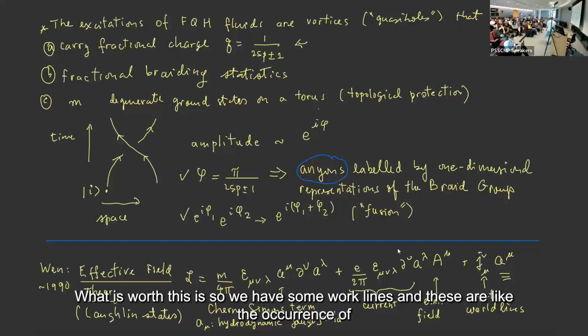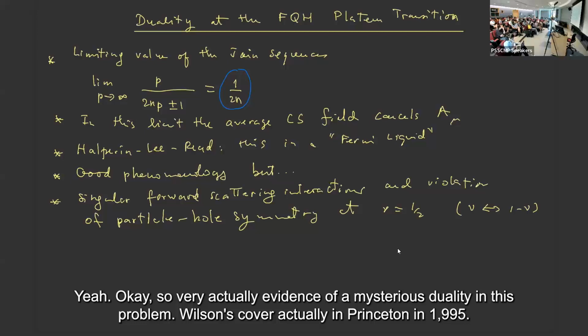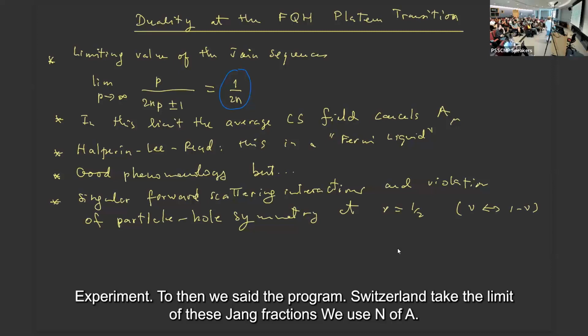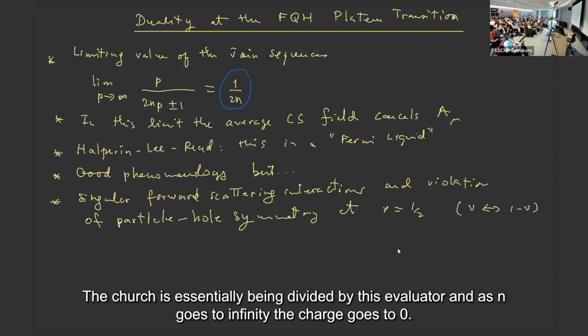I told you about 20 years of work in a few minutes. But I want to set the stage for this. Okay, so there is actually evidence of a mysterious duality in this problem that was discovered in Princeton in 1995, experimentally. So let me set the problem. If I take the limit of these Jain fractions, I use n not p here, as p goes to infinity, you get this 1 over 2n. Each one of these states has a gap and has a charge. The gap gets smaller and smaller as you go up in the Jain sequence. The charge is essentially e divided by this denominator, and as the denominator goes to infinity, the charge goes to zero.